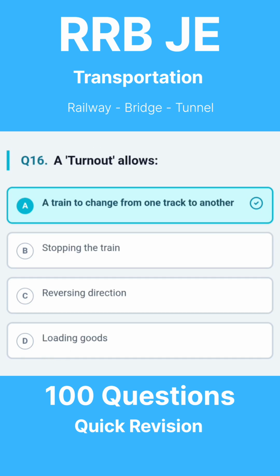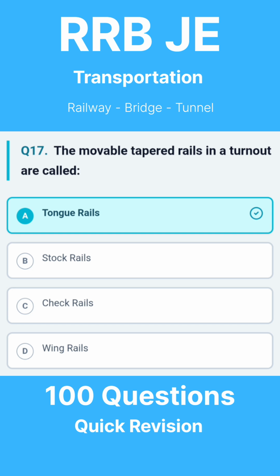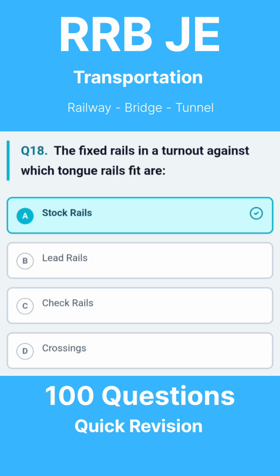Question 16. A turnout allows. The correct answer is a train to change from one track to another. Question 17. The movable tapered rails in a turnout are called. The correct answer is tongue rails. Question 18. The fixed rails in a turnout against which tongue rails fit are. The correct answer is stock rails.